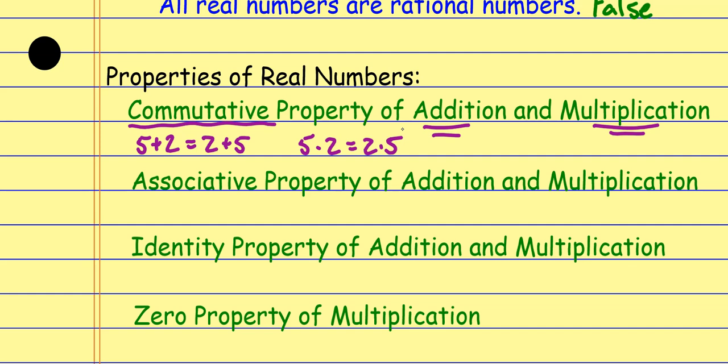Okay? The associative property, again, works for addition and multiplication, and it's kind of based on the same concept, but we change the order by using parentheses.